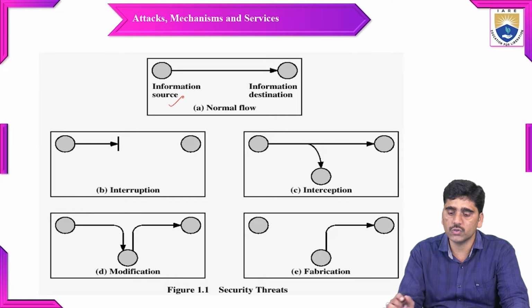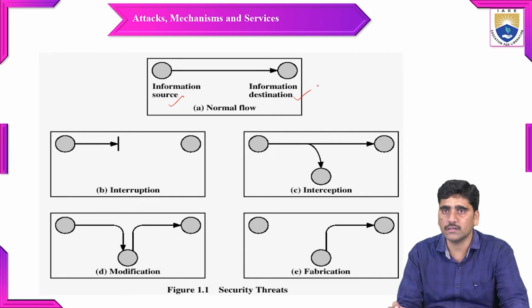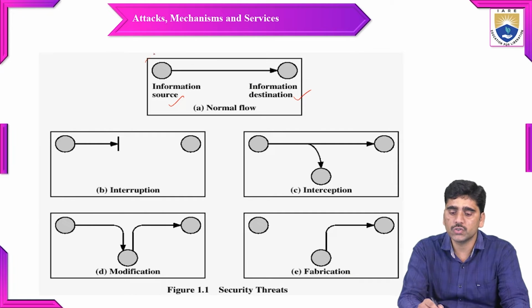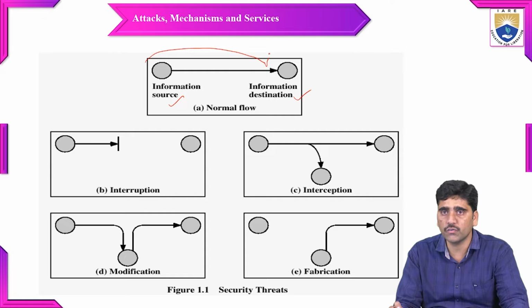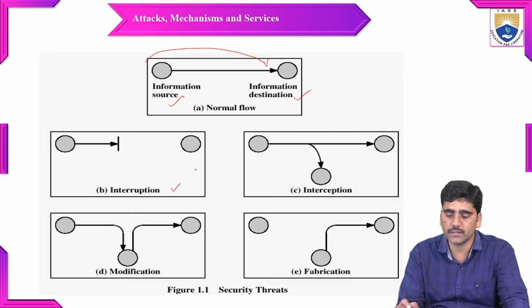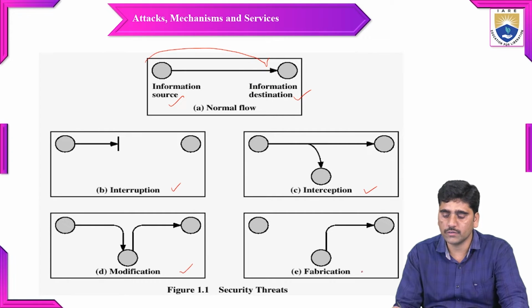So information source and information destination. That is nothing but the information being moved from source to destination. This is the normal flow. And here are the different types of attacks. The first one is interruption, the second is interception, the third is modification, and the fourth is fabrication.